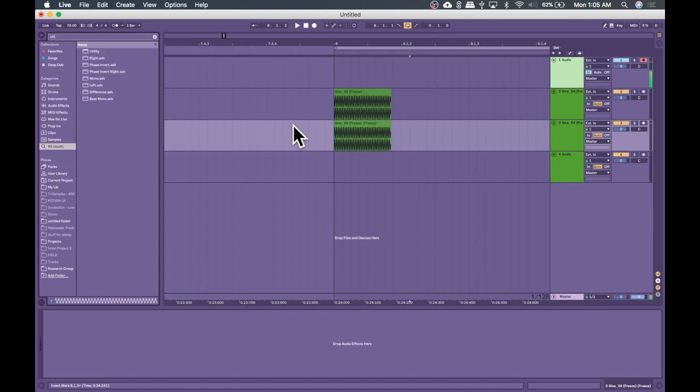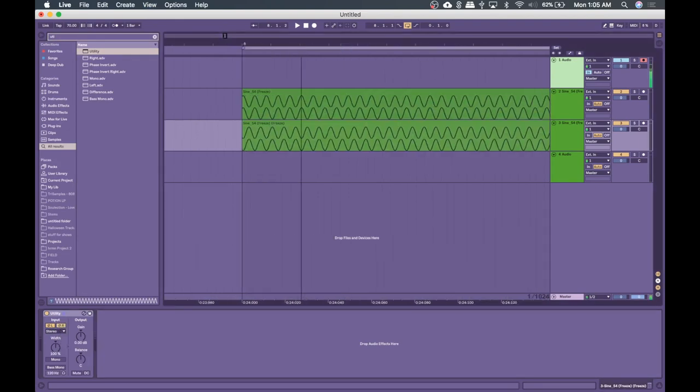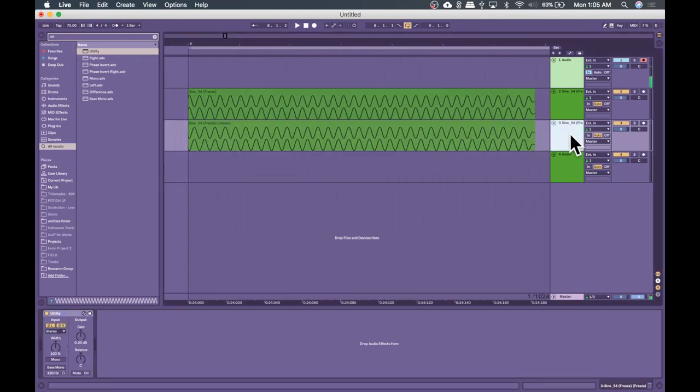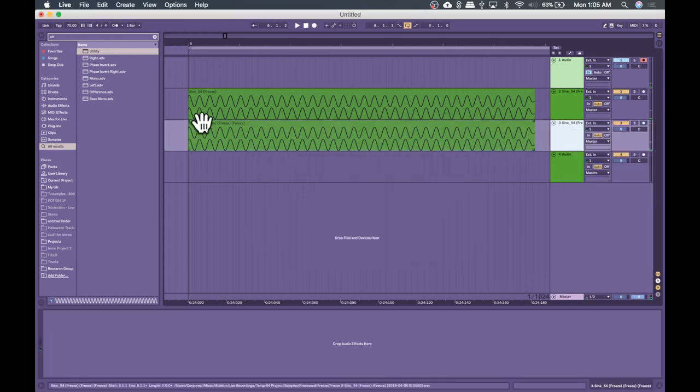You can do this with a Utility. And this right here is the invert left and invert right buttons. And now the phase on this particular track is totally inverted. So I'll demonstrate that. And it's back to normal.